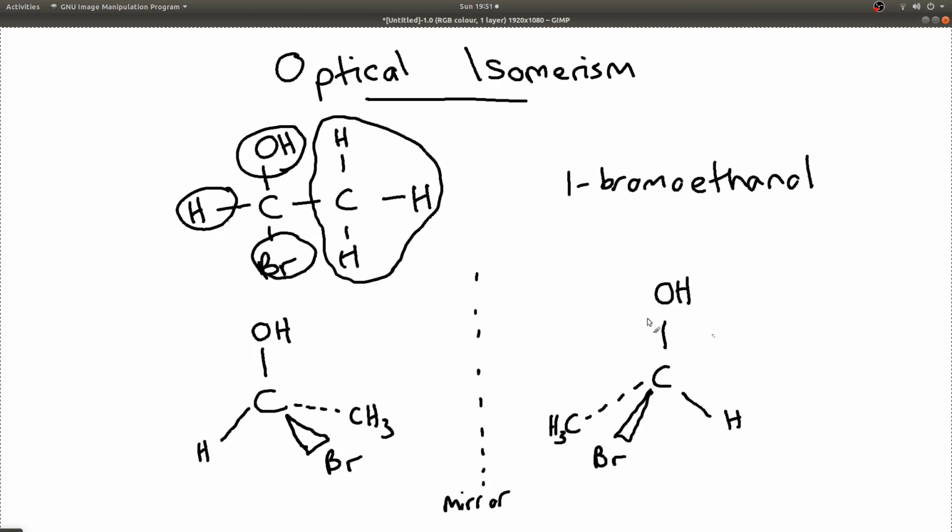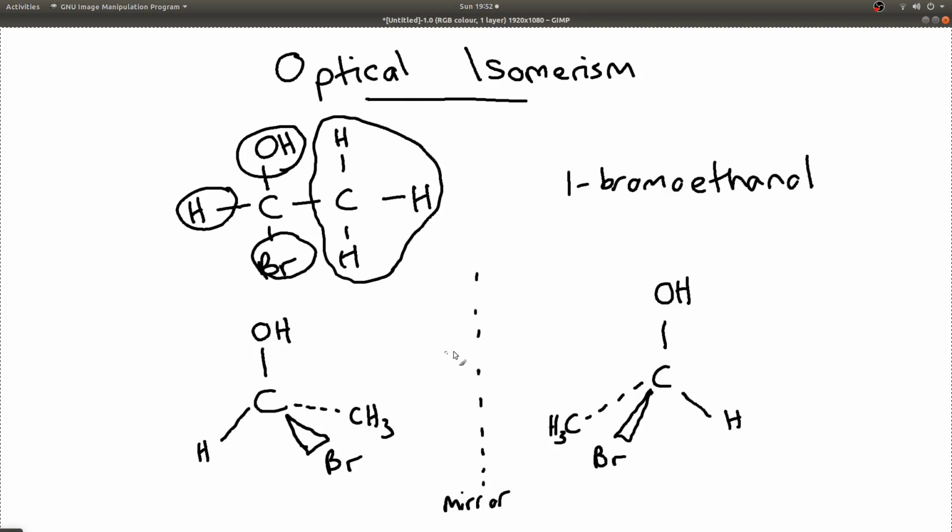Could I rotate this molecule around to make this one? Well, no, because if I rotated it around here, what would happen is I brought these bonds round to this side. If we rotated it round 180 degrees, we'd end up with the CH3 in that position, and the bromine over here. As we've tried to rotate this one round to make this one, we'd end up with the bromine and the CH3 the other way around. So these actual mirror images are non-superimposable, and they are examples of optical isomers.